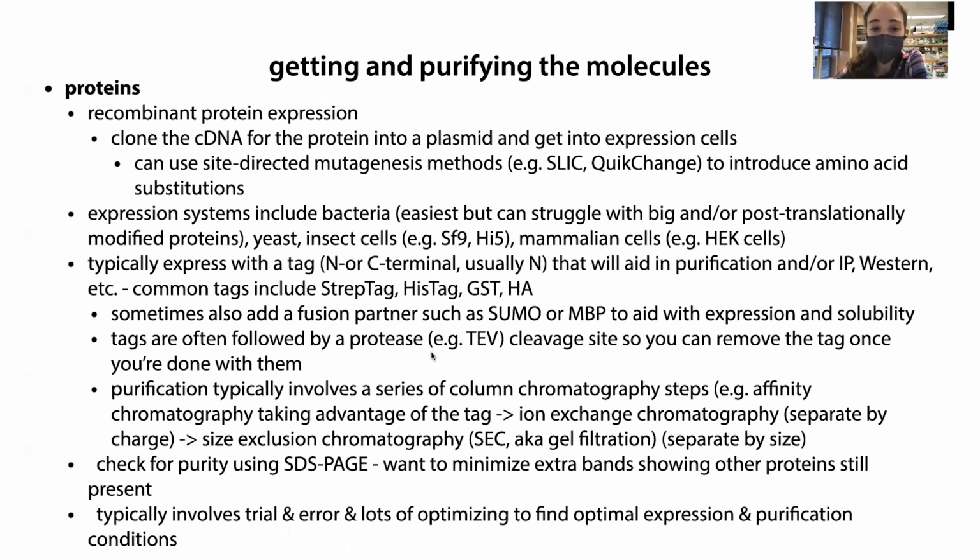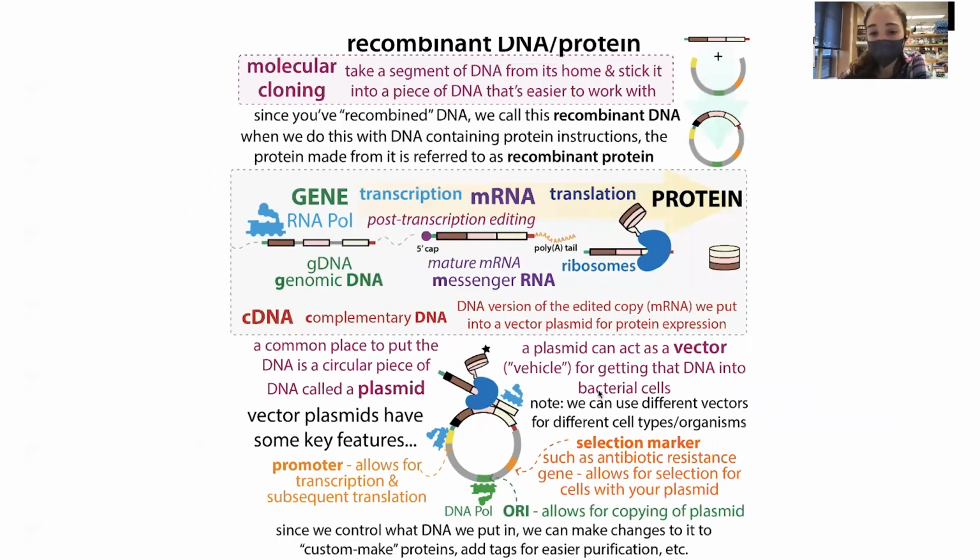One of the ways that we can help is by adding a tag, at the N or C terminal, typically the N terminal. This is going to be an affinity tag that's going to help us with purification, and it's also going to allow us to pull down the protein like we were talking about earlier. Some common tags include the strep tag, the His tag, GST or HA. Sometimes we have solubility problems, so we add a fusion partner. This is a little protein that the cells like making, so it'll make it first. This is going to help drive the making of the rest of the protein, and help keep the protein soluble.